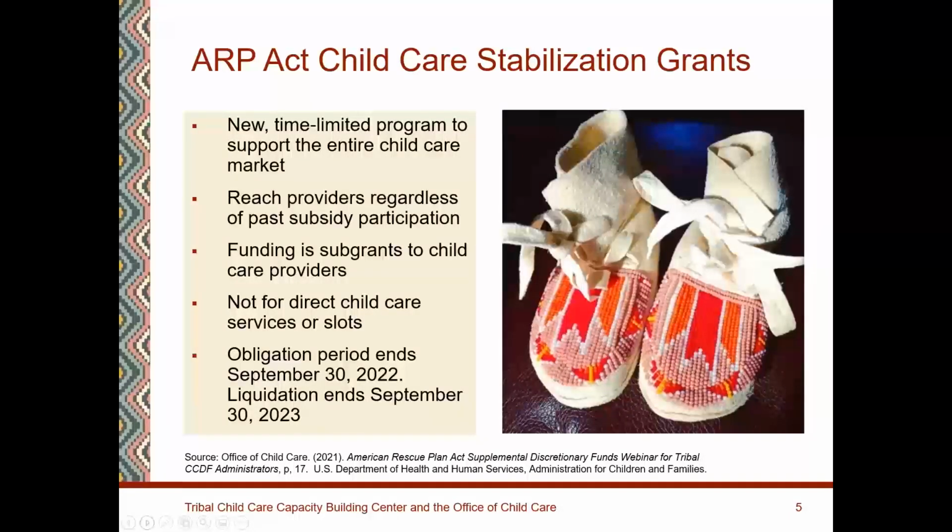It's also used to reach providers regardless of if they did receive past subsidy participation. It's used as funding for subgrants to child care providers. It's not intended for direct child care services or slots. And more importantly, its obligation and liquidation periods are near, and we also wanted to pay specific attention to those dates. The obligation period ends September 30th of 2022, and the liquidation period ends September 30th of 2023. And we'll go into more detail throughout this presentation.